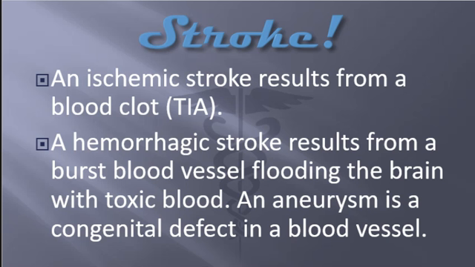All right, so the two types of stroke. The first one is called the ischemic stroke. It results from a blood clot, either in the neck or in the brain itself. Sometimes those are called TIA. If they're very small, we call them mini strokes. It stands for transient ischemic attack.